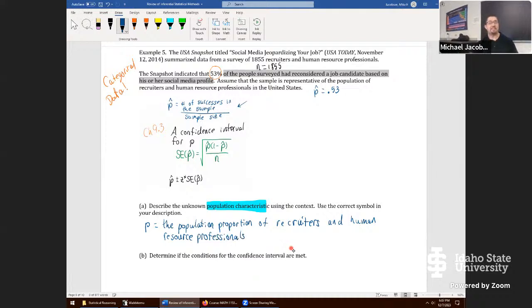And what did they do? They reconsidered a job candidate. Here it says 53% of those individuals did this, that reconsidered a job candidate based on his or her social media profile.